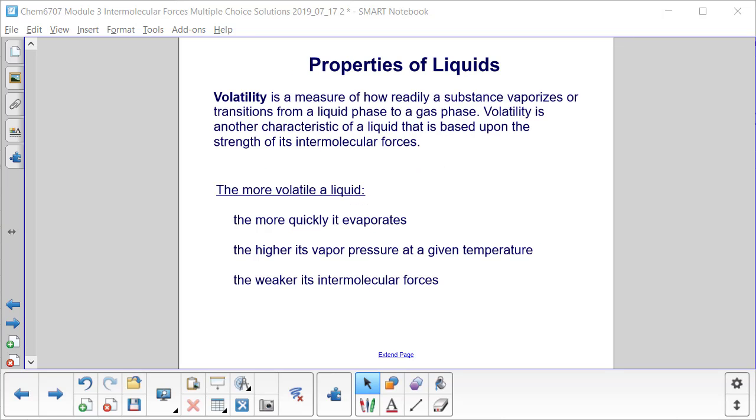One more property of liquids that's affected by the strength of intermolecular forces is volatility. Volatility is a measure of how readily a substance vaporizes, or transitions from a liquid to a gas phase. The more volatile a liquid, the more quickly it evaporates, the higher its vapor pressure at a given temperature, and the weaker its intermolecular forces. It makes sense that if the forces are weak, the substance would more readily go from a liquid to a gas. So another characteristic of a liquid based upon the strength of intermolecular forces is volatility.